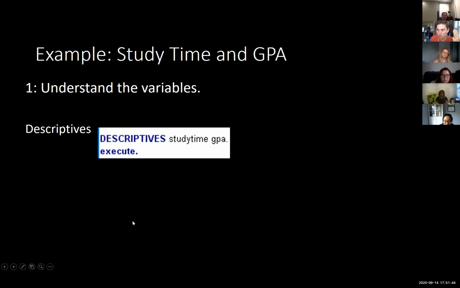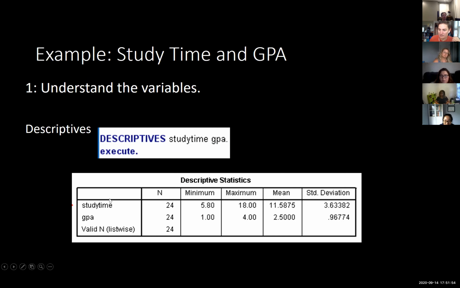And so, again, this is just here for your notes for later if you want to come back and look at them. That's how you run this statistically in SPSS. For my study time, I have 24 cases. That's the first thing I want to know. I have a minimum of 5, a maximum of 18. GPA, my minimum was 1, my maximum is 4.